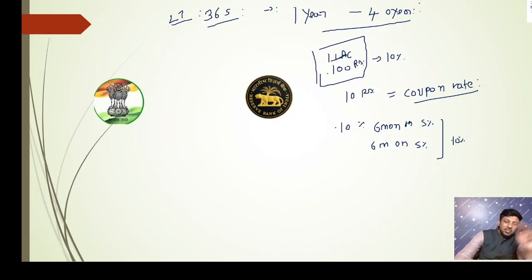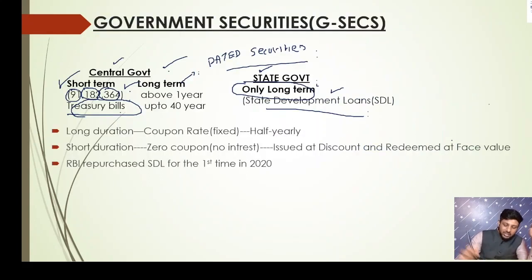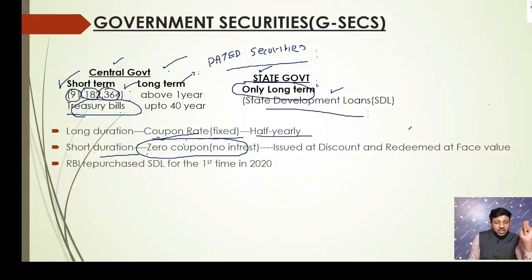I hope the concept of long-term and short-term securities is clear to you. Technically, for long-term government securities, the coupon rate is used, and the coupon rate is fixed initially during issuance and paid half yearly. The short duration ones are also known as zero coupon bonds because they do not pay any coupon, I mean any interest rate. Only the difference between the face value and the selling price is taken as profit. Nothing is paid separately as interest.